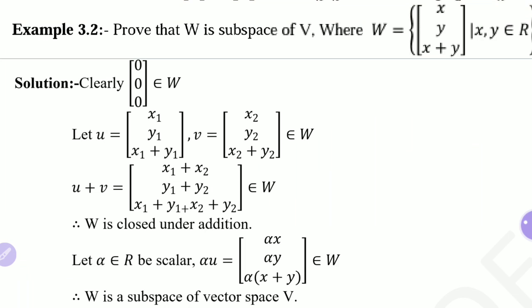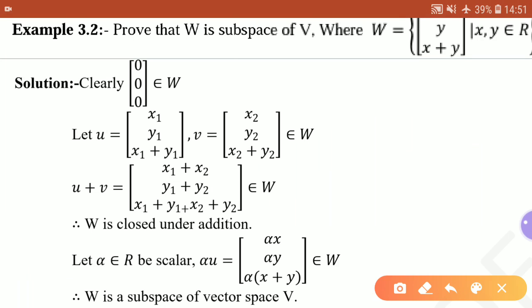We need to check whether this W forms a subspace of that V or not. Okay, the first condition: clearly (0, 0, 0) belongs to W. We know that 0 is a real number, so if you put 0, this element satisfies the condition. The first element is 0, the second element is 0, and the third element is the addition of the first two, that is 0 plus 0, which is 0. It means clearly 0 belongs to W. So from this we come to know that W is a non-empty set.